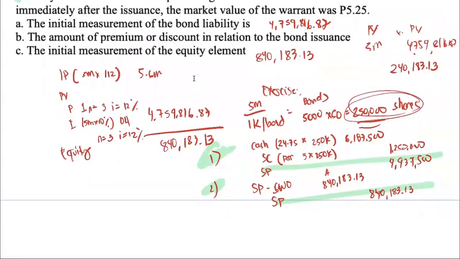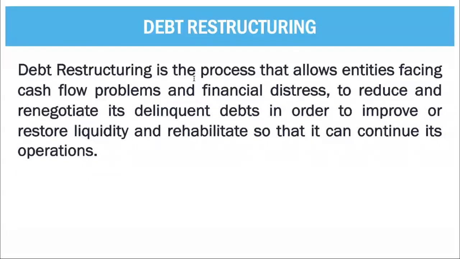So we're done with compound financial instruments. Let's go now to your debt restructuring. What is debt restructuring? Debt restructuring is the process that allows entities facing cash flow problems and financial distress to reduce and renegotiate its delinquent debts in order to improve or restore liquidity and rehabilitate so that it can continue operations. On the part of the asset, we call this impairment. On the part of your liability, we call that your debt restructuring.